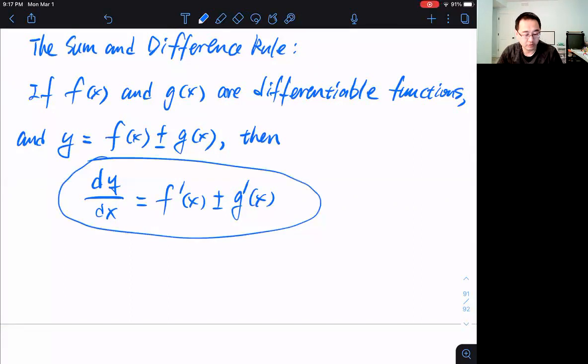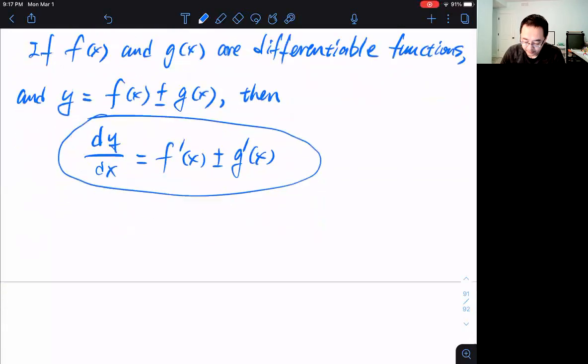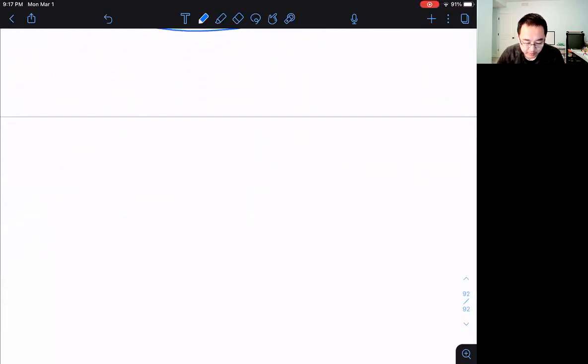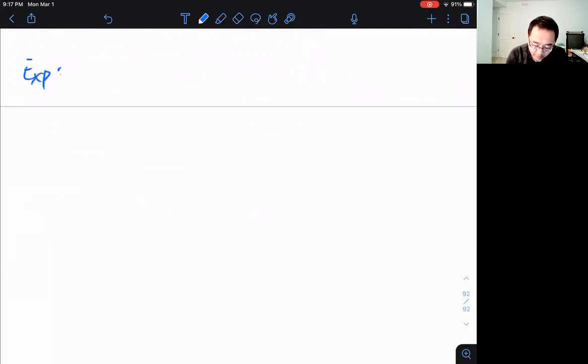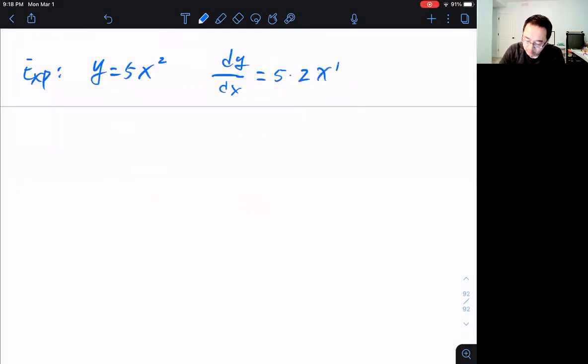And we'll introduce more rules as we go on, but these are things to keep in mind. Okay, so let's do some exercises. Examples. Let's say we have y equals 5 times x squared, then dy dx equals 5 times 2 times x raised to the first power, and you don't have to write the first, so that gives you 10x.